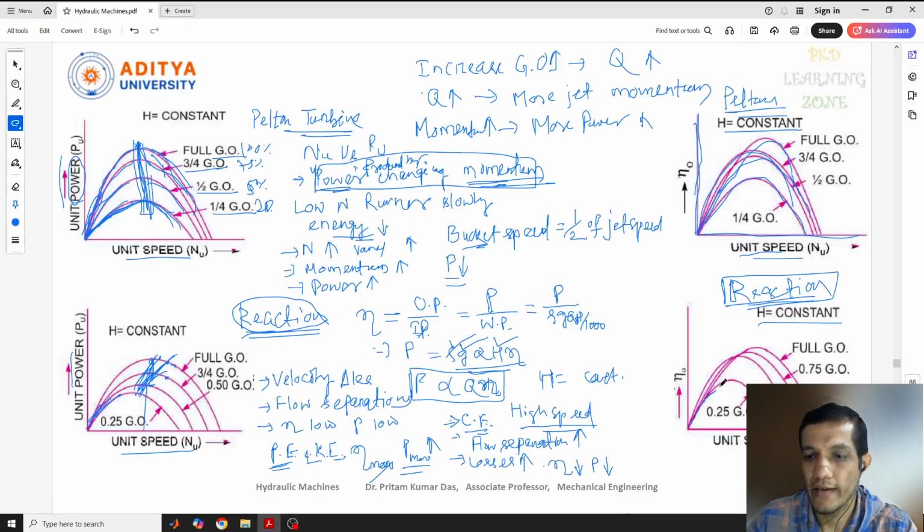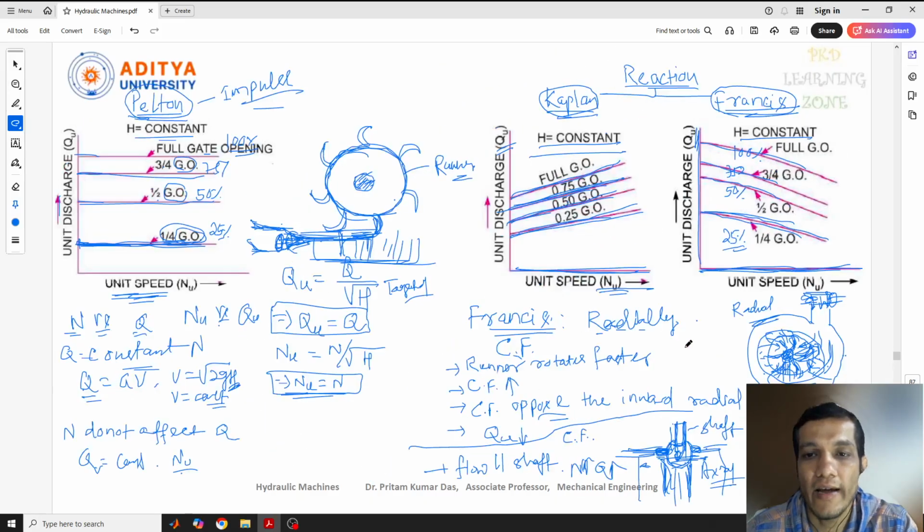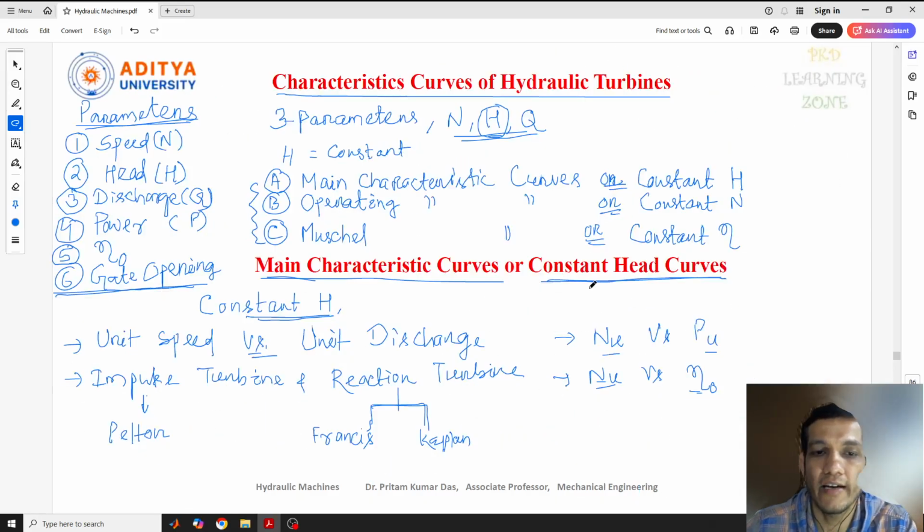At low speed, we will have low power or low efficiency generated. At optimum speed, we'll get the maximum efficiency, and after that it starts decreasing. The efficiency also starts decreasing even as the speed increases here. So this is all about the constant head. This is the constant head curve, which comes under the main characteristic curves.